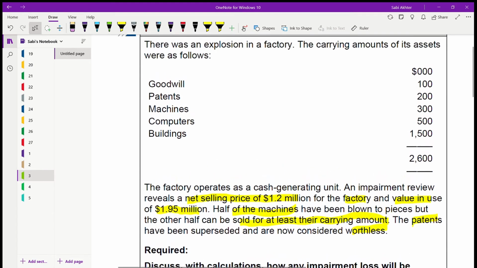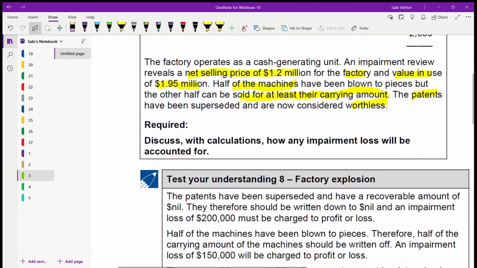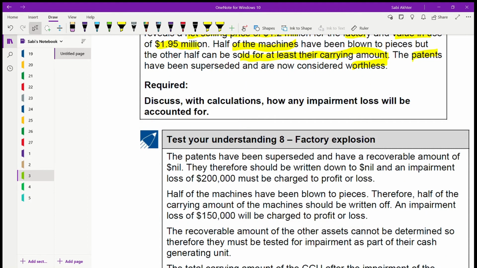Remember, you cannot allocate impairment against each and every asset. Sometimes you cannot allocate, maybe they have not been impaired. Okay, so we need to see. And first we always start with goodwill. So goodwill is 100, and what is our impairment? Now, the patents. So we'll start with the patents.